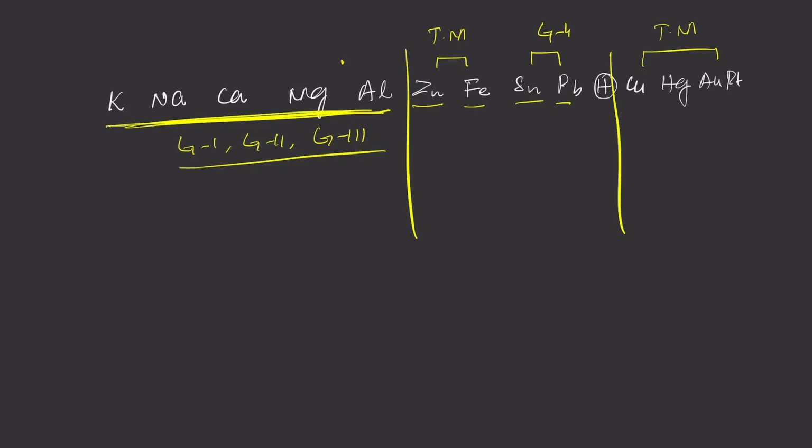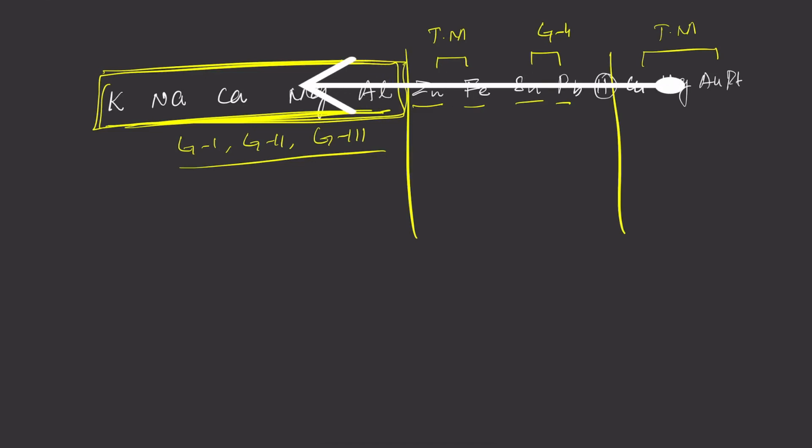The first compartment, I'm going to color it with yellow. This yellow compartment, no doubt, has very highly reactive elements, but their ions are least reactive. Metals are highly reactive, but their ions are least reactive. These are the highest reactive metals.